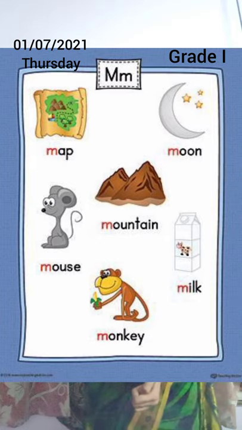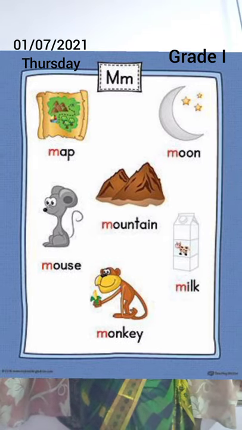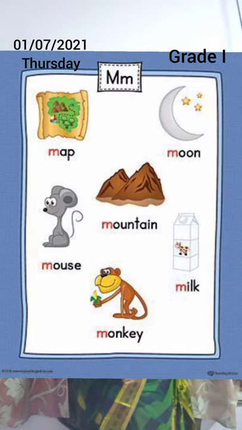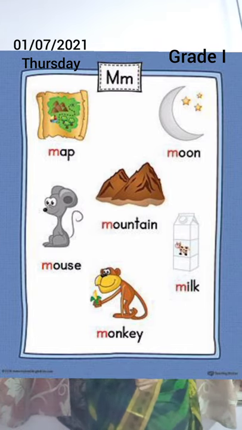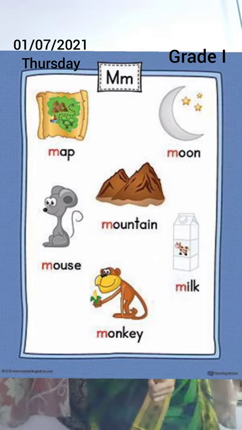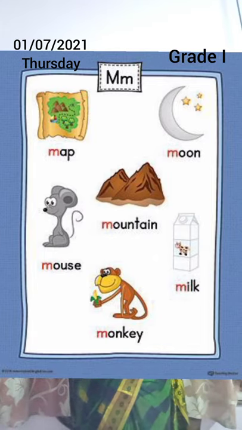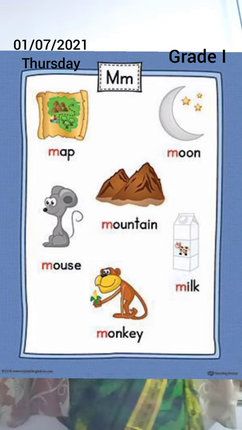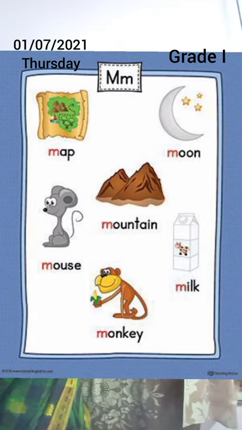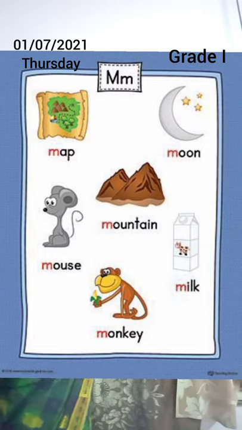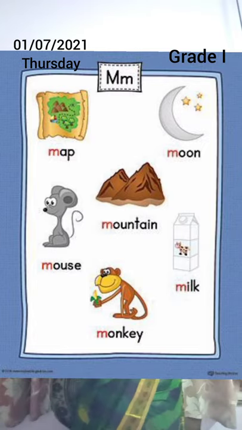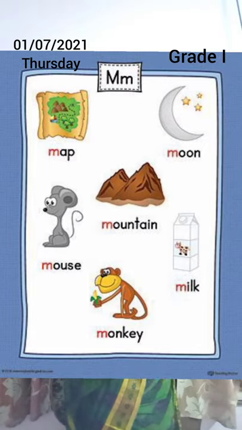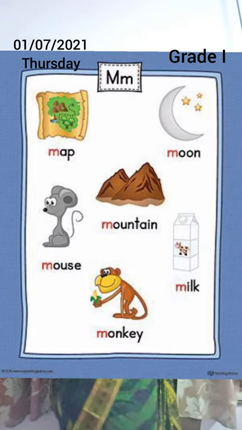Mountain. Mouse. M-O-U-S-E. Mouse. Milk. M-I-L-K. Milk. Monkey. M-O-N-K-E-Y. Monkey. So the alphabet is M. The sound of M is M. So the examples are map, moon, mountain, mouse, milk, monkey.